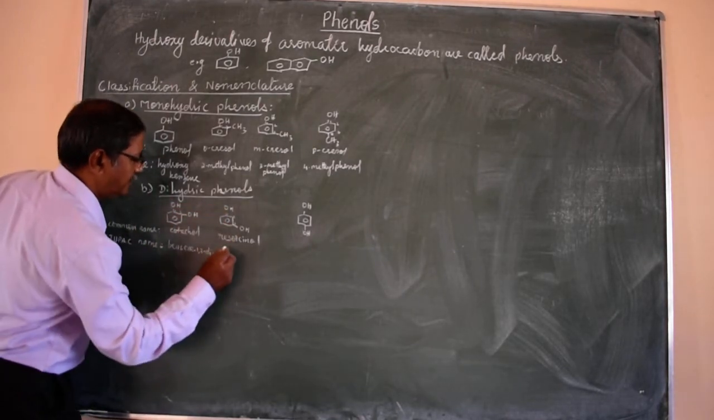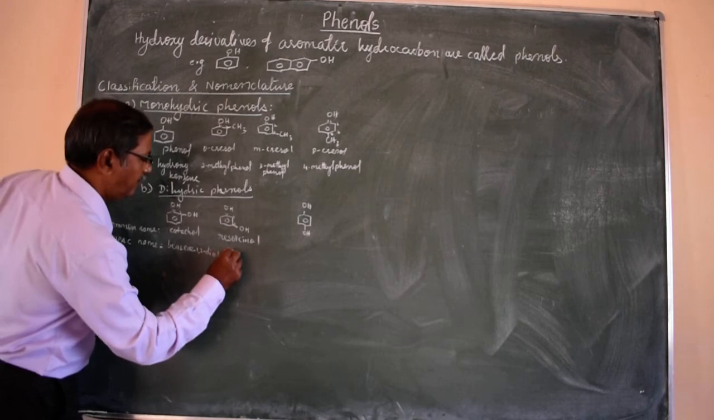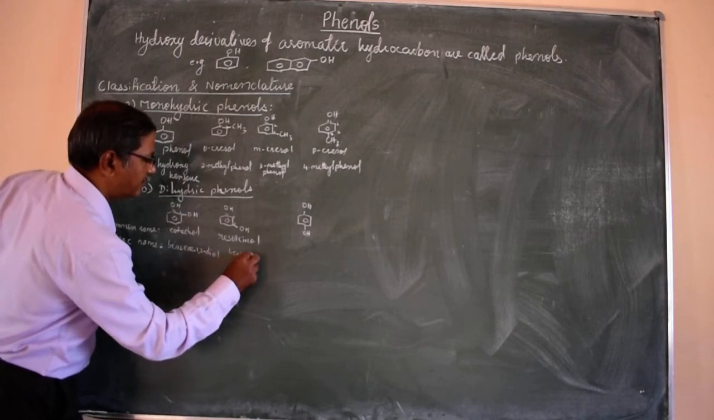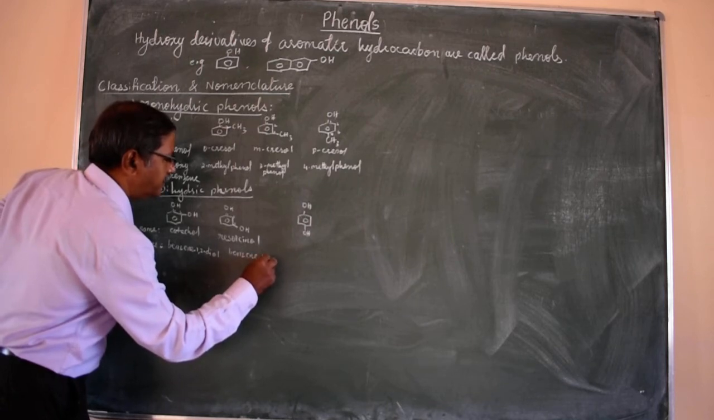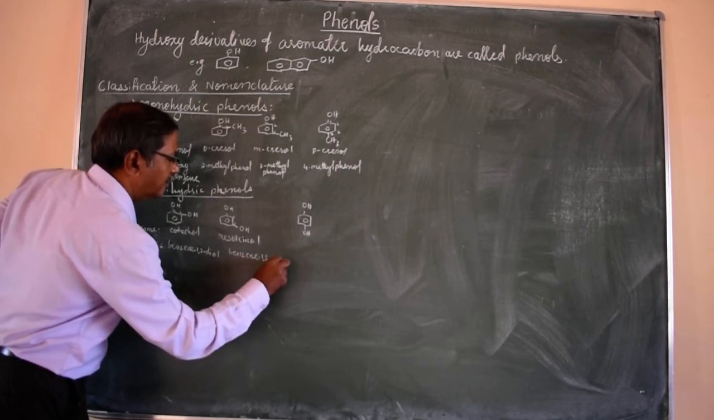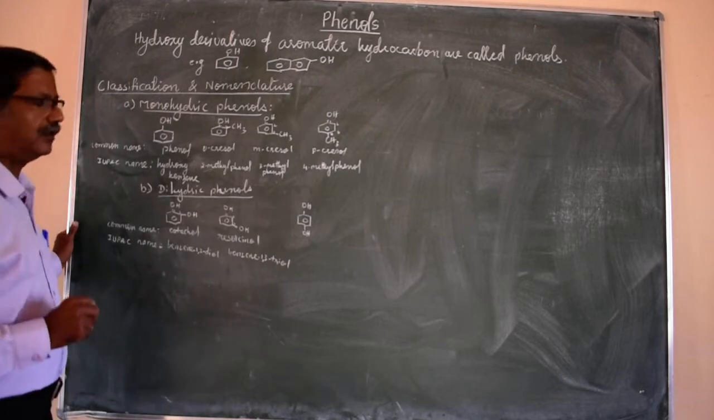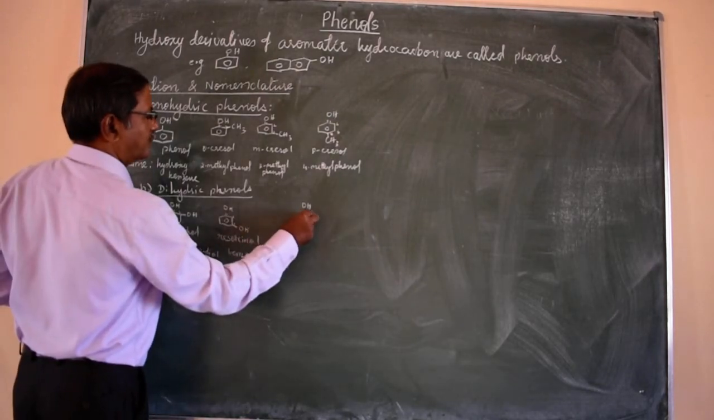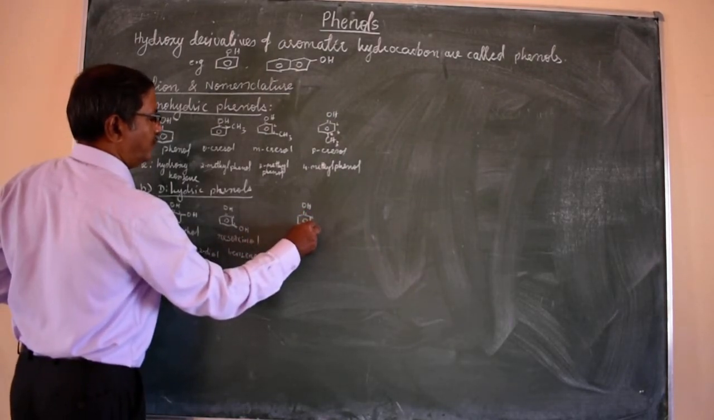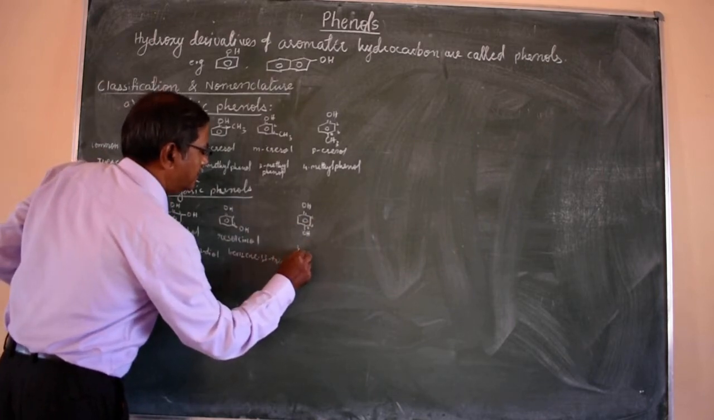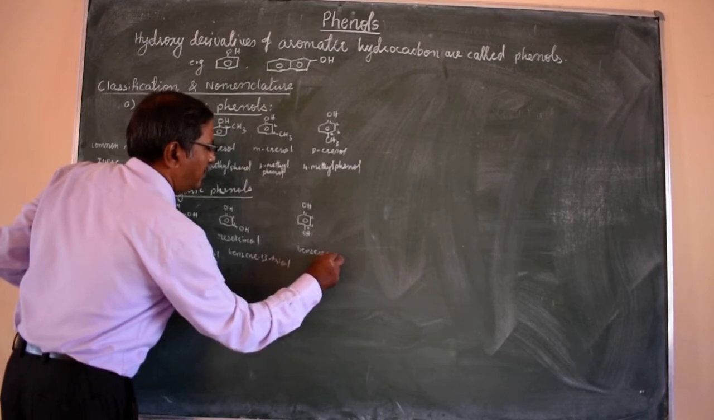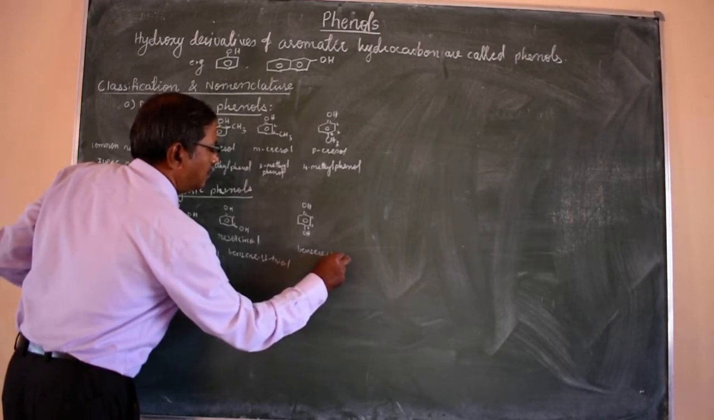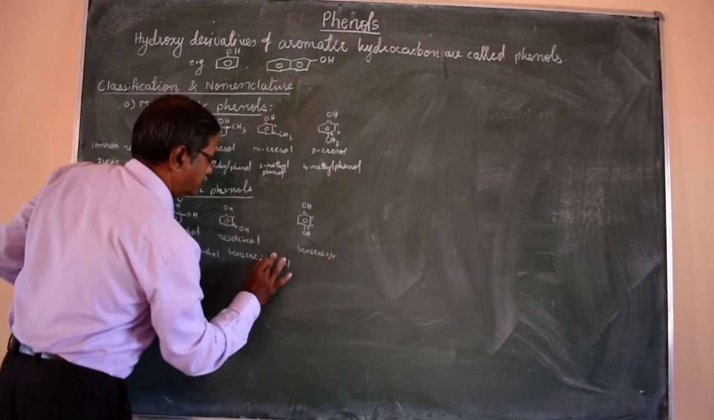The IUPAC name of this one is benzene-1,3-diol, and for this one it's benzene-1,4-diol.